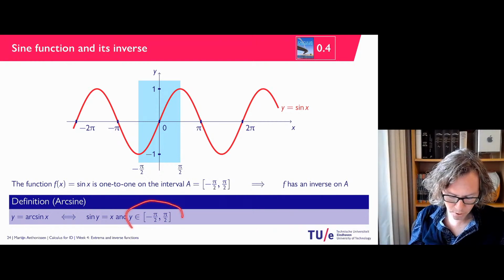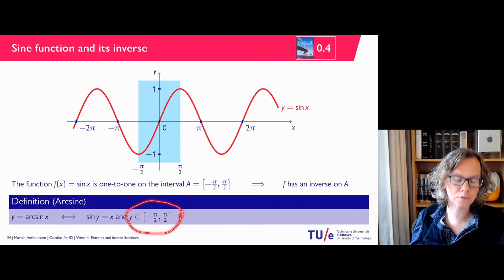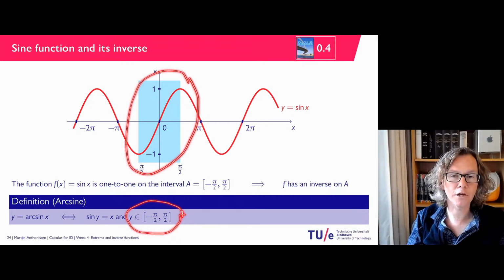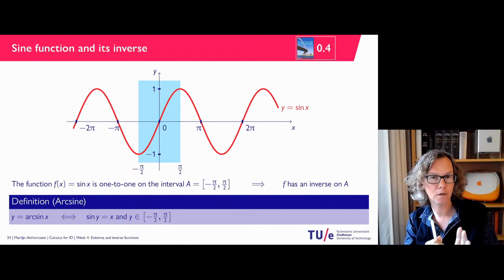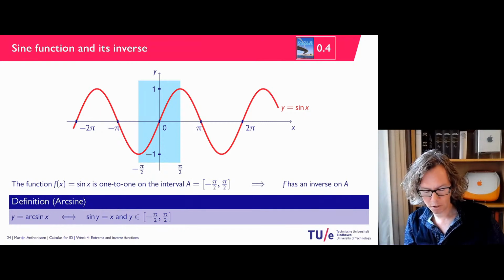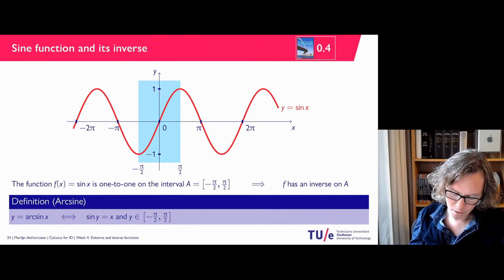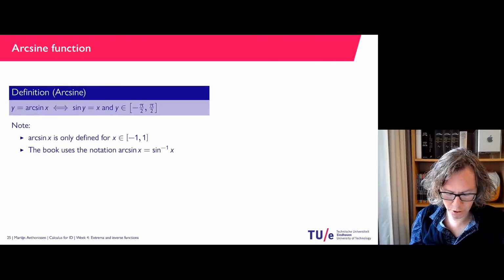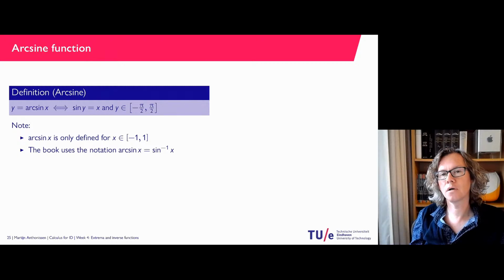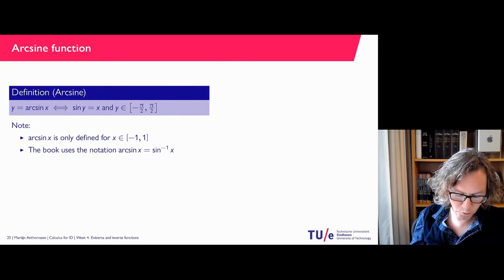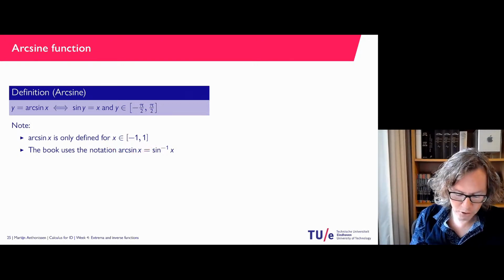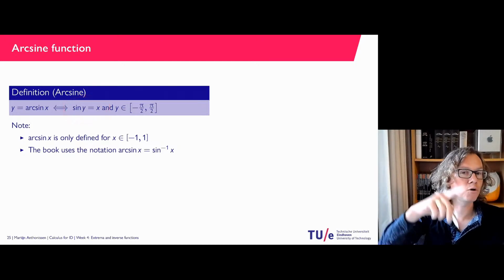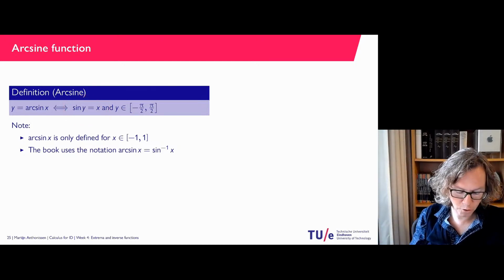But there is this extra requirement, and the extra requirement is due to the blue rectangle in my figure here. Since we consider the sine function on an interval only, we have to make this extra restriction here. So let's see, here it is again. This is the same blue box. What you should note is that it is only defined for x values in between minus 1 and plus 1. Because if you look at the sine function, you know that it only reaches minus 1 and plus 1. So you can only have the arcsine of something that is in between minus 1 and plus 1.